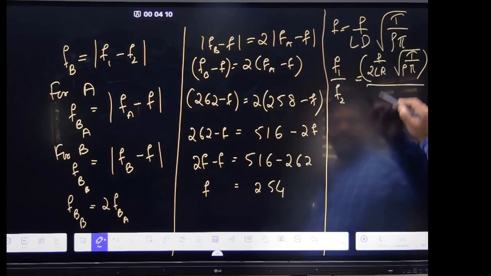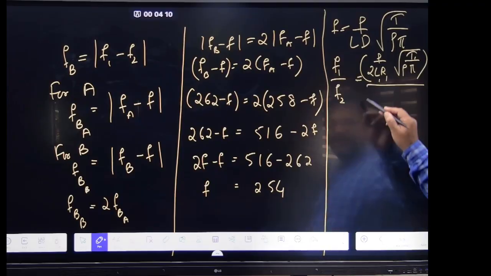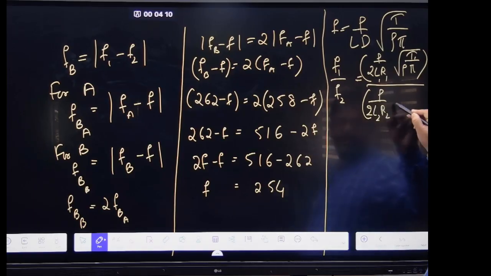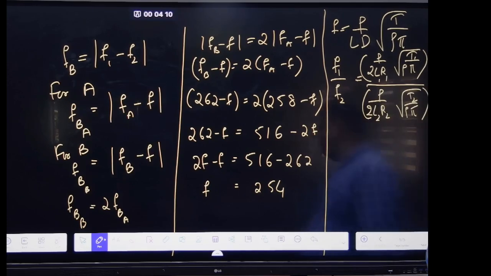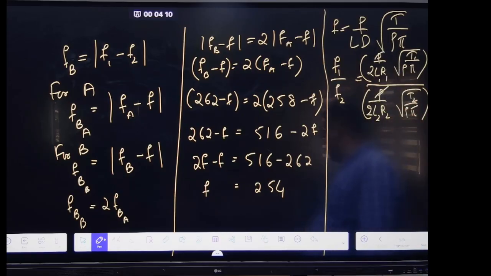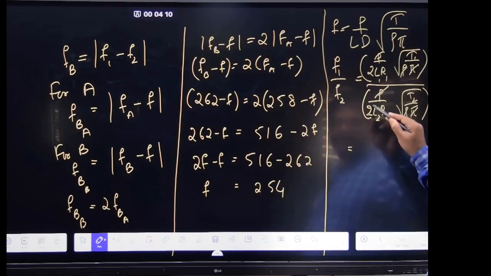Divided by, here we can say L is L1, R is R1, T is T1. And again P divided by 2 L2 R2 into root of T2 divided by rho pi. Can we cancel anything, Buddha? P P, cancel it. Rho rho, again pi pi. So that is equal to, of course, 2 2.